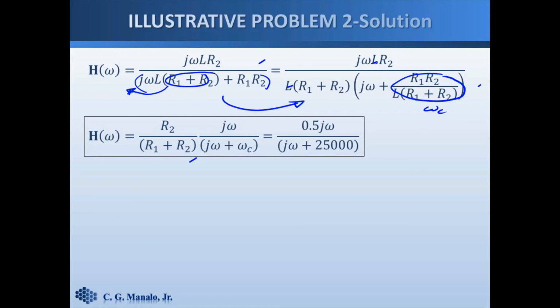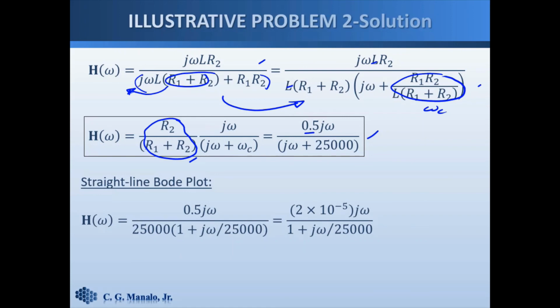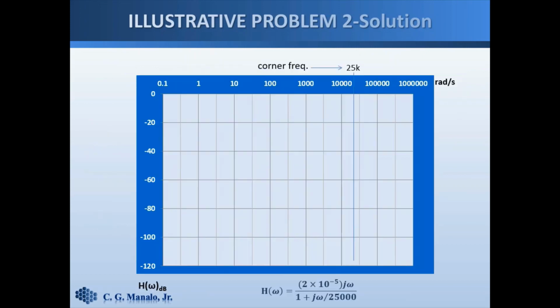And this one is 0.5. Okay, so 100 over 200 should give me 0.5. And I should arrive with this expression of the transfer function. Then I can draw the straight line Bode plot by first converting this into its standard form. So that will give me this one. And now I can plot this transfer function using the straight line Bode plot.